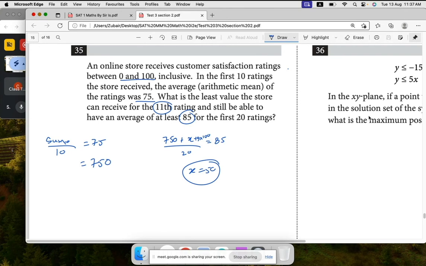Oh, okay, I understand, sir. Sum of first 10 is clearly 750. The 11th person is somehow not happy with the store, and the remaining could be very happy and giving them 100 each.